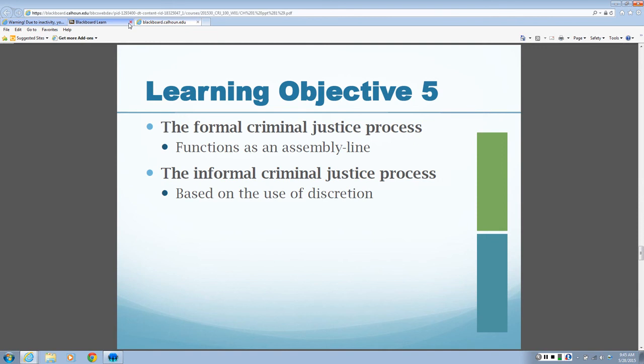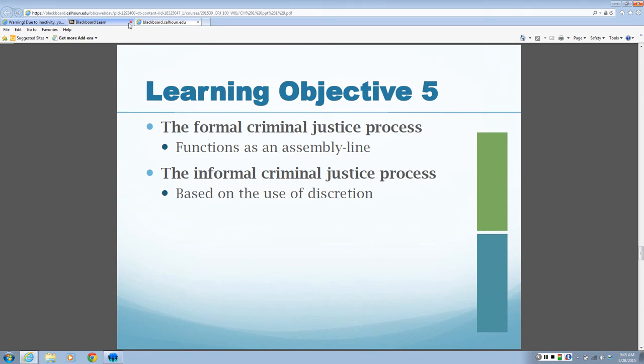And this allows people within these different points along the line, so to speak, of the criminal justice process to stop and do something different. For example, the police officer can decide not to arrest you. He can decide to write you a ticket instead of taking you to jail. You can go to court and they can dismiss the charges, or they can work out a plea agreement so that it doesn't have to go to trial.